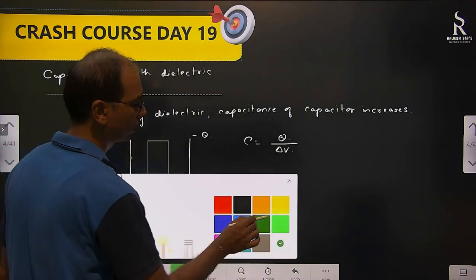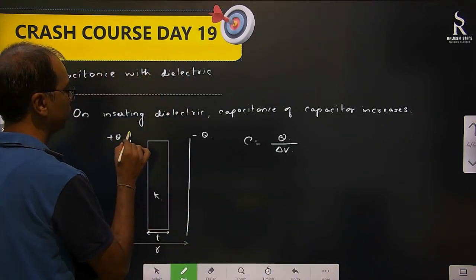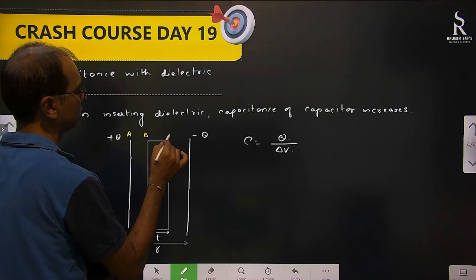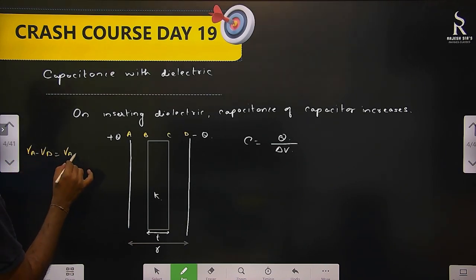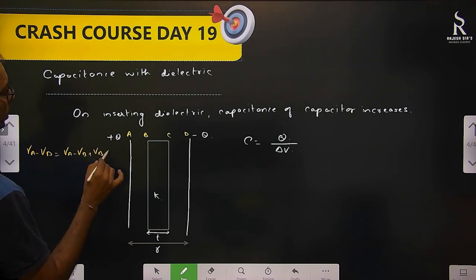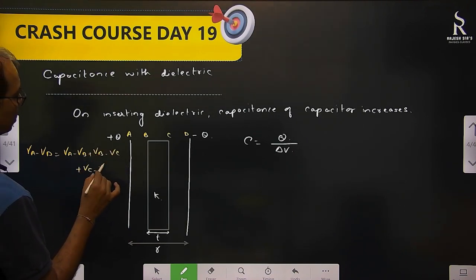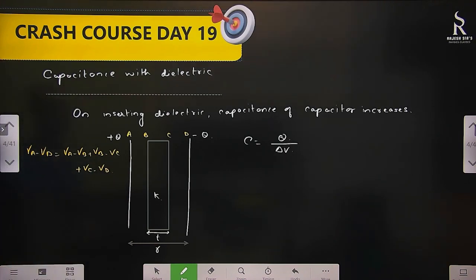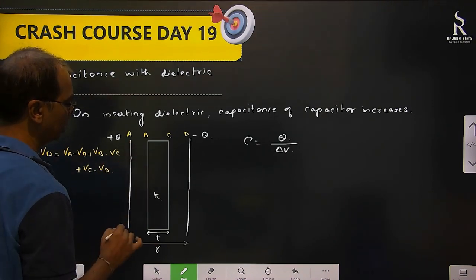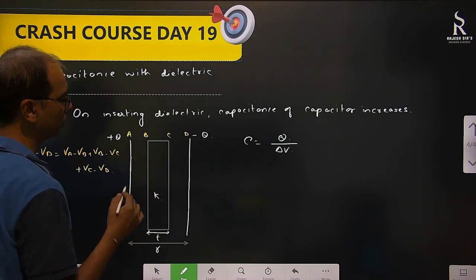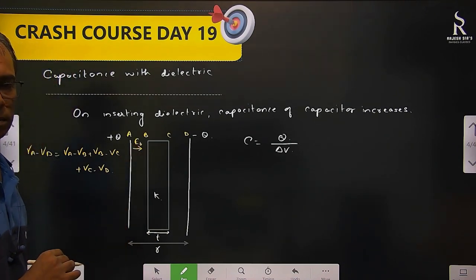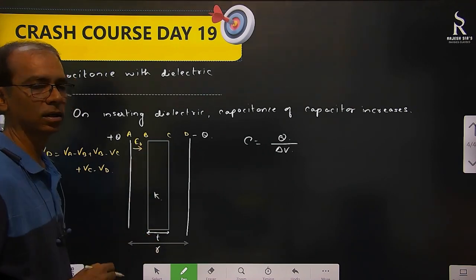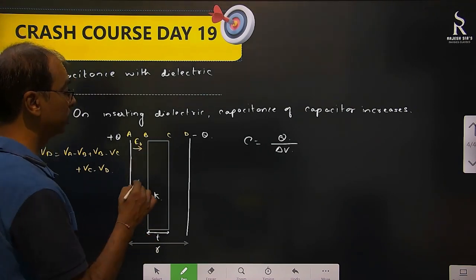How to calculate? Suppose this plate is A and this is B, this is C and this is D. So we have to find VA minus VD, which equals VA minus VB plus VB minus VC plus VC minus VD. Here, in the air medium, or vacuum, the electric field is, let's say, E naught. When it goes inside a dielectric medium, the electric field decreases and becomes E naught by K.